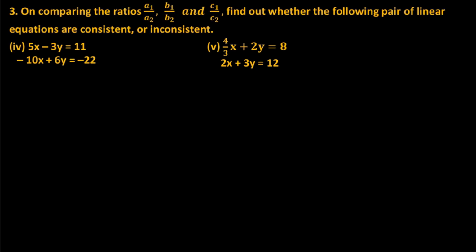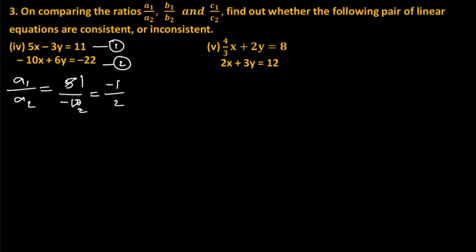The next problem is 5x minus 3y is equal to 11. This is our equation 1. Minus 10x plus 6y is equal to minus 22. This is equation number 2. Let's check a1 by a2. a1 by a2 is equal to 5 by minus 10. 5 ones are 5, 5 twos are 10, which is equal to minus 1 by 2.